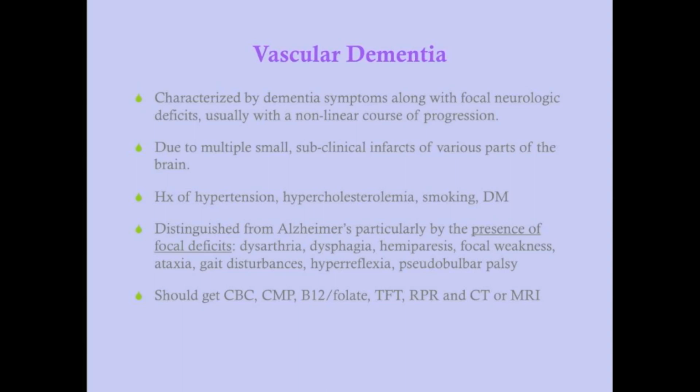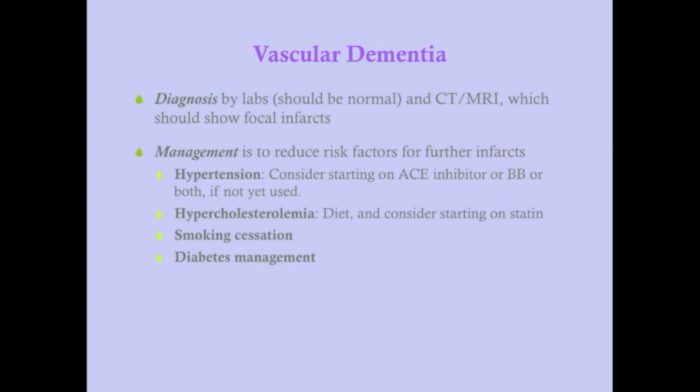In any case, you should get a CBC, CMP, B12 and folate, TFT, and RPR to rule out any other cause of neurologic process. And in these patients, we're going to get a CT or an MRI to look for where the specific neurologic deficits are. So we definitely want to get neuroimaging. And so the diagnosis will be by normal labs and neuroimaging, which should show focal infarcts.